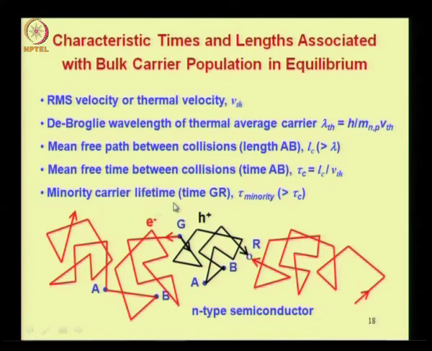The minority carrier lifetime is the time between generation and recombination. So, look at the events shown here. This point shows an electron hole pair generation. The electron is moving to the left and the hole is moving down. It undergoes various scattering mechanisms and then finally it finds an electron to recombine with. So, this is recombination, and the time between this G and R is the lifetime. Since holes are minority carriers in n-type semiconductor, this is minority carrier lifetime.